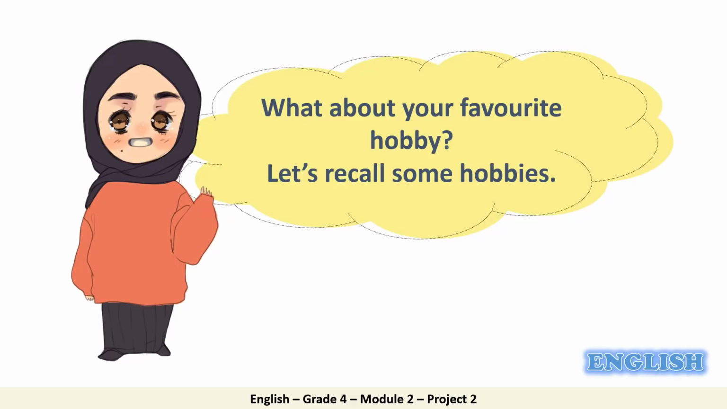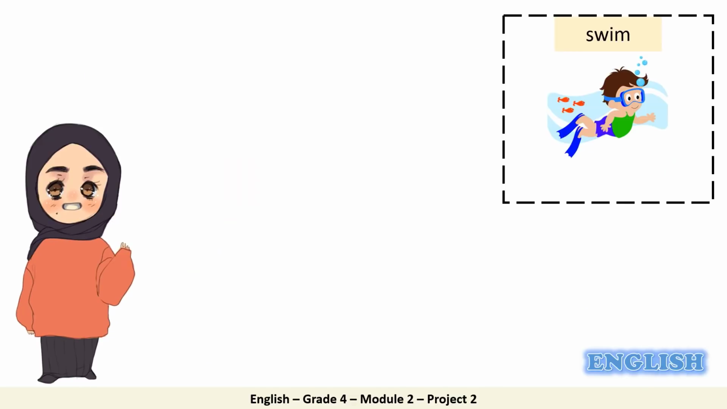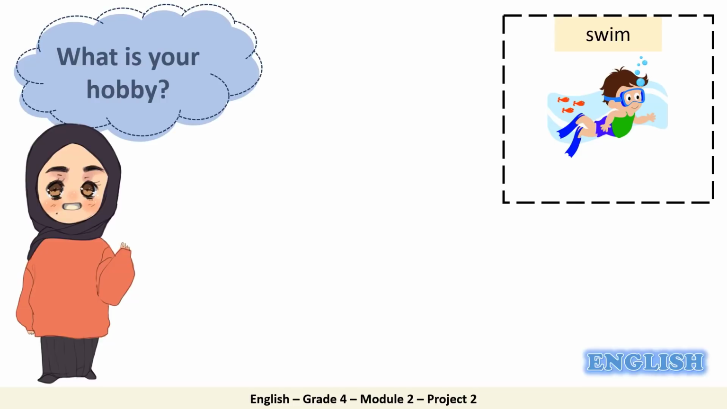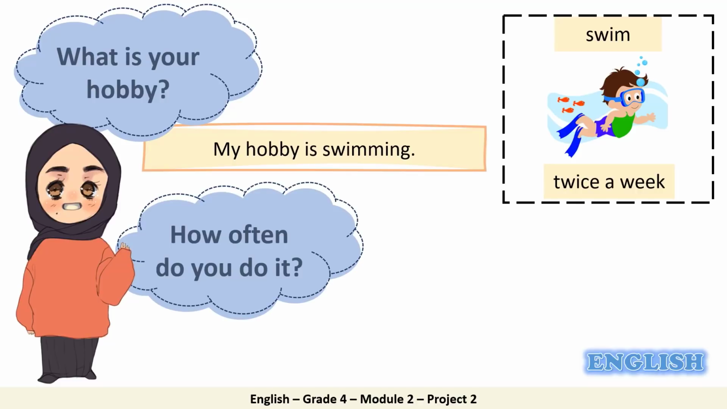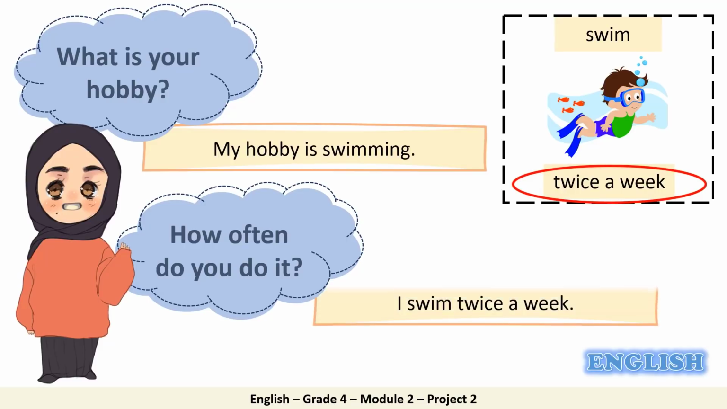Now, let's recall some hobbies. Now, answer the questions after referring to the picture. Let's start. What is your hobby? Look at the picture and answer. My hobby is swimming. Super. Let's continue. How often do you do it? Look under the picture. You would say, I swim twice a week.